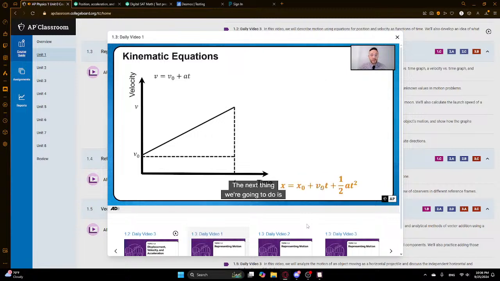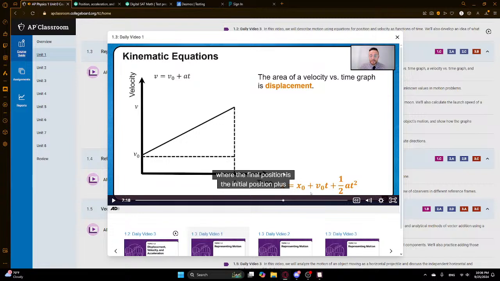The next thing we're going to do is look at the area of the graph. The area of a velocity versus time graph is the displacement. We're going to use this idea to develop this kinematic equation. So the final position is the initial position. Area in a graph is a displacement.